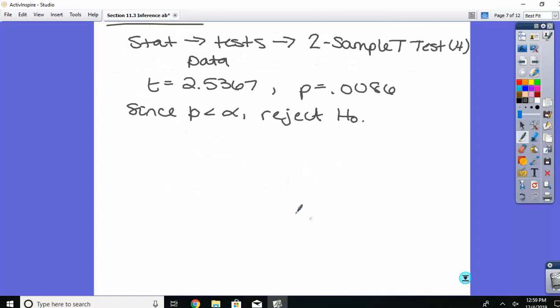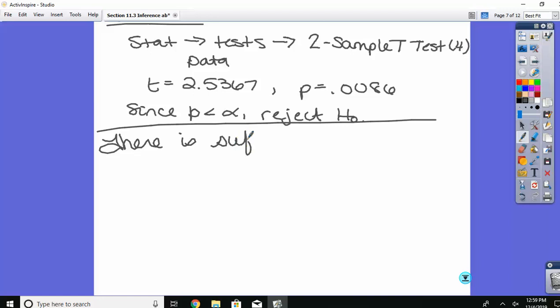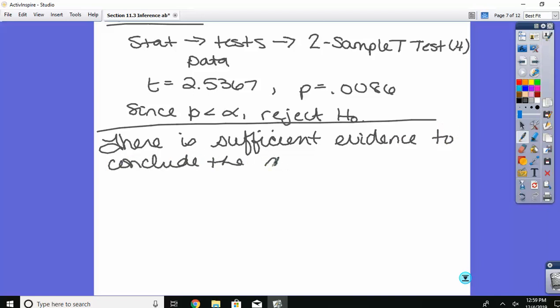Let's write a conclusion sentence. So there is sufficient evidence to conclude the state quarters have a higher mean weight.